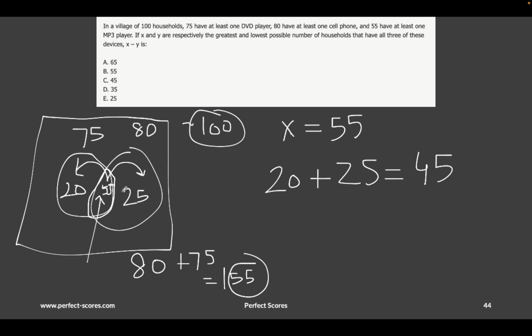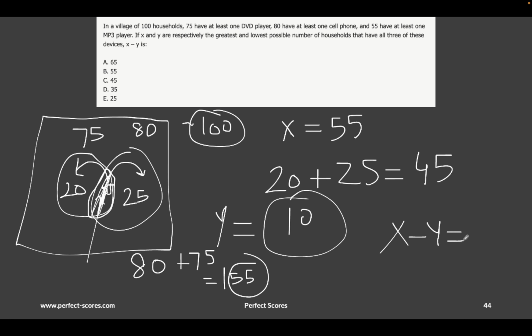So that means the minimum that this area can be is actually 10, which is 55 minus 45. So I can only bring out 45 people out of 55 people. So the minimum this has to be is 10, which means the value of y is 10. And the question is asking us the value of x minus y, which is actually equal to 55 minus 10, which is 45. So the answer is option C.